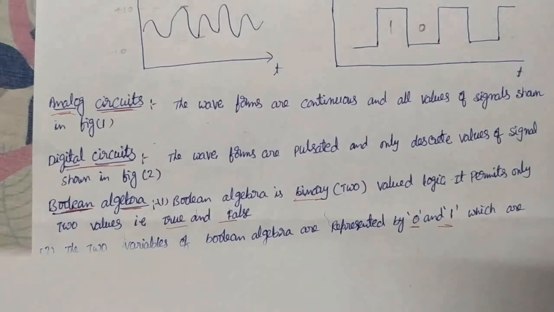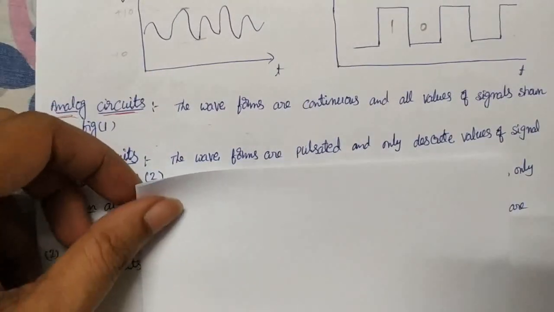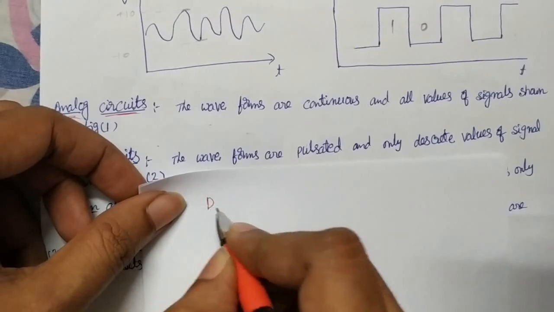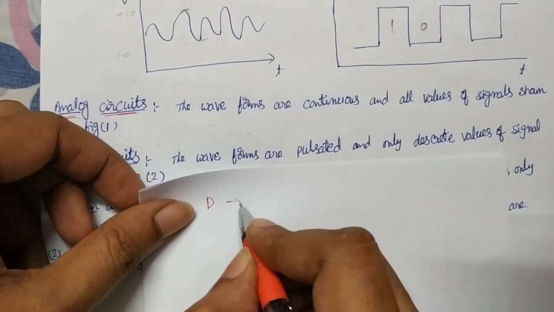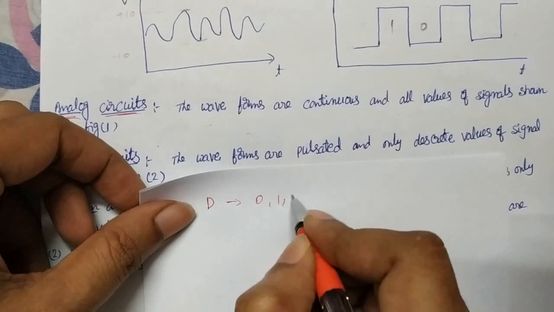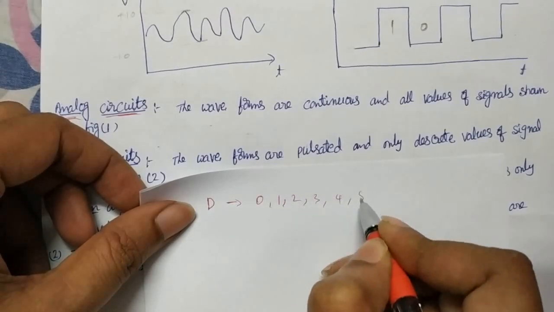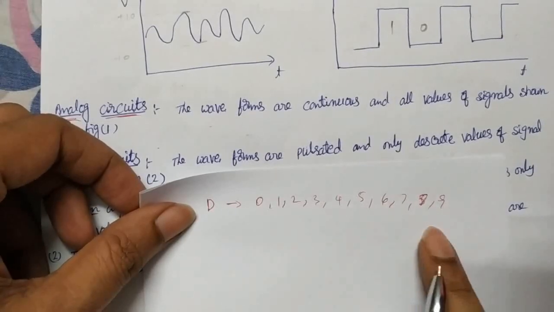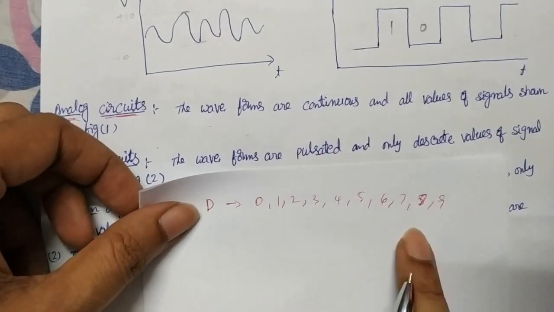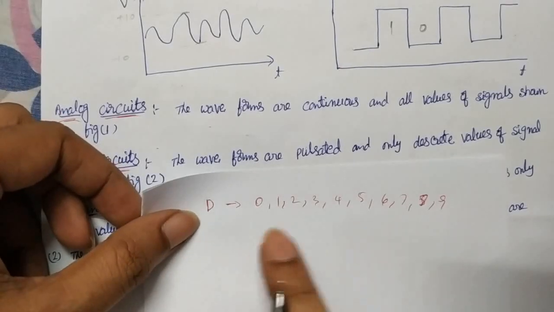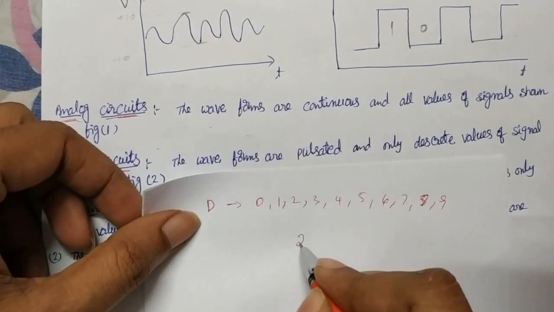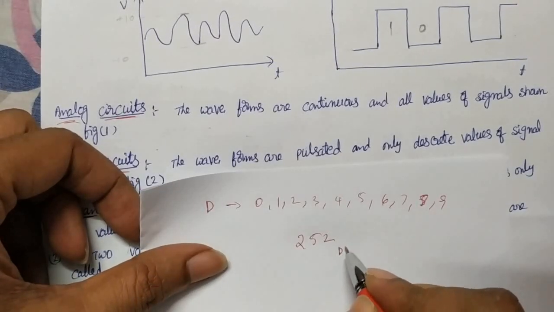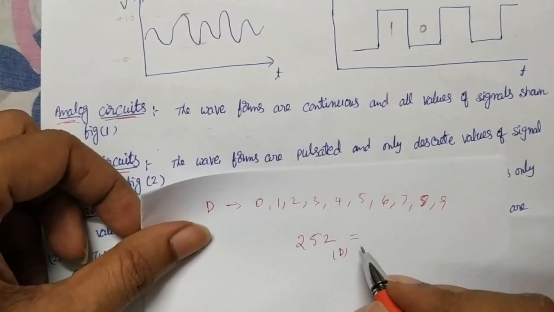So here you see, for example, we can take the decimal system. The decimal system has base 10. How many numbers are there in the decimal system? 0, 1, 2, 3, 4, 5, 6, 7, 8, 9. Using these numbers, any number in the decimal system can be represented. Suppose, for example, you take 252. That is a decimal number. So how can we write it?